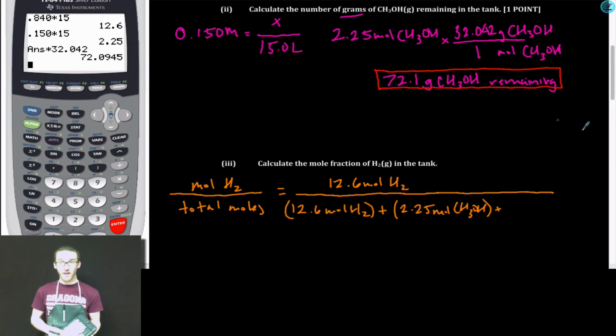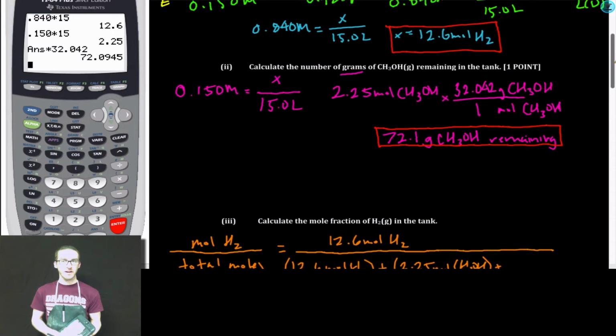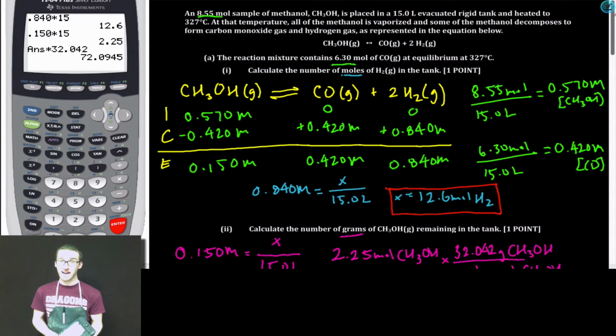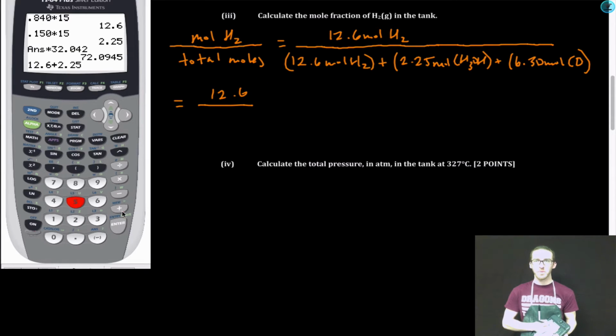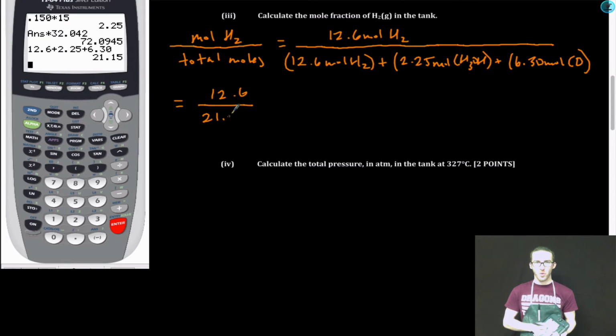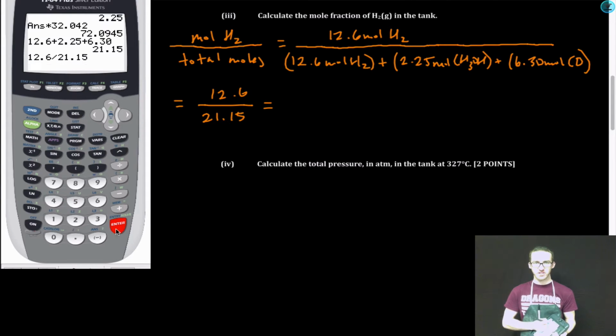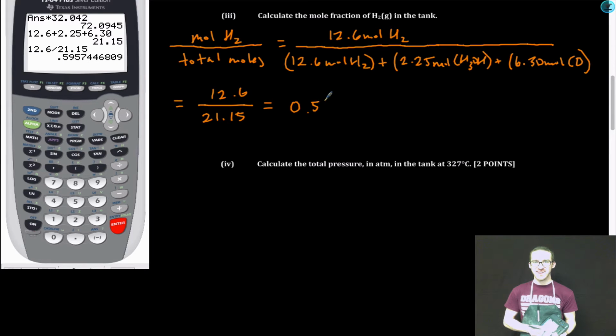Boom. And then finally, don't forget we were provided with the number of moles of carbon monoxide remaining in our tank at equilibrium originally in the problem. 6.30 moles. Boom. So our mole fraction is equal to 12.6 over 12.6 plus 2.25 plus 6.30, 21.15, which is equal to 12.6 divided by 21.15, 0.596. Boom. No units required for your mole fraction.